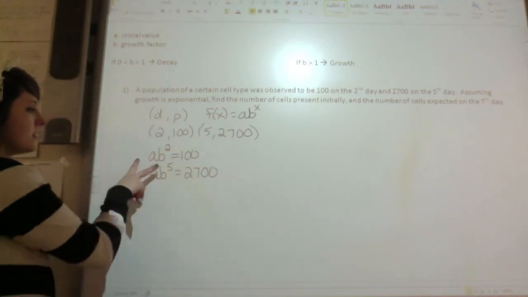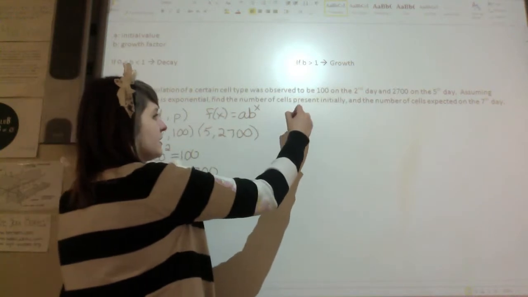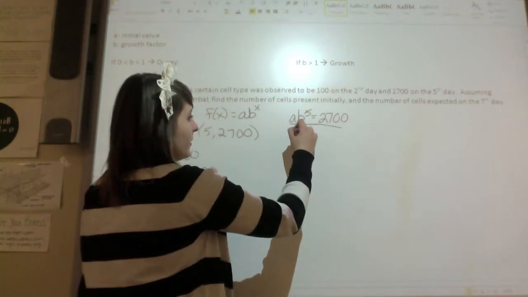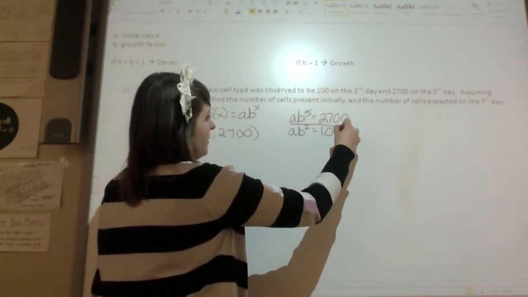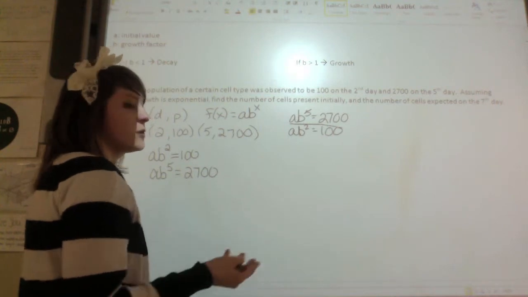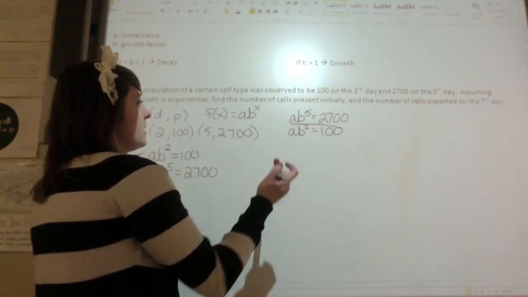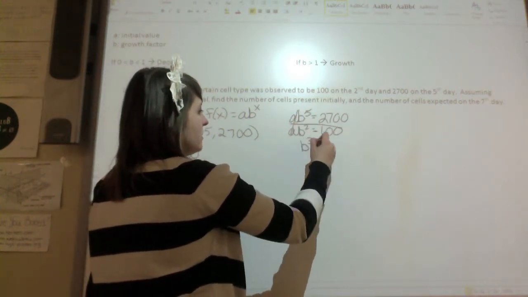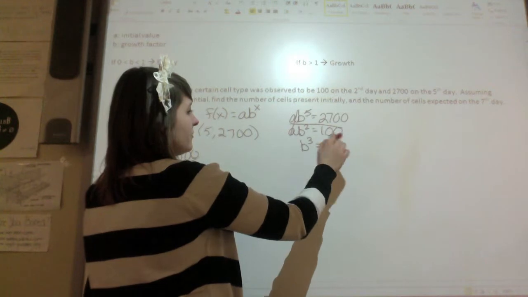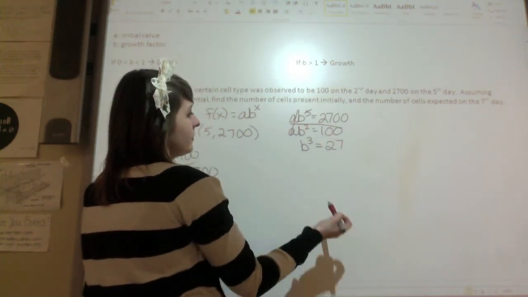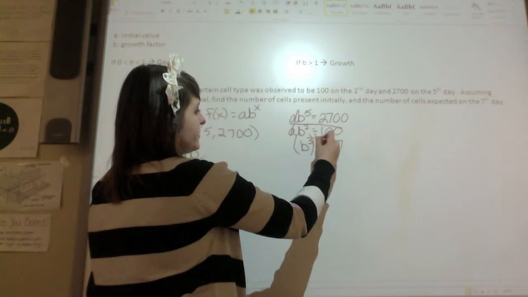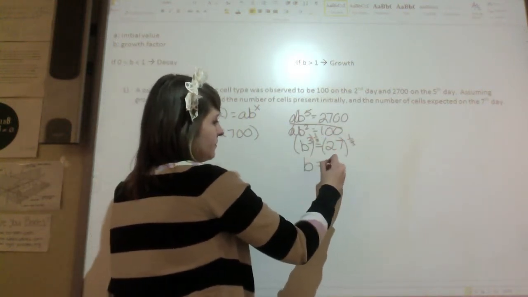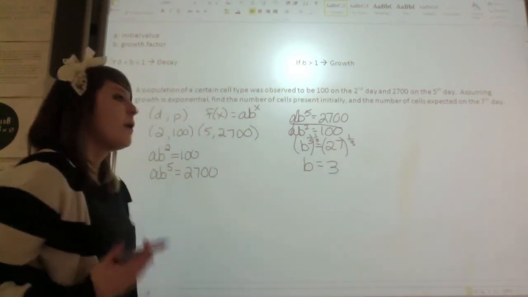Okay, now I'm just going to rewrite these as ab to the fifth equals 2700 over ab squared equals 100. So I'm basically dividing these two functions. I put the bigger exponent on top. Now when I divide these, my a's cancel. B to the fifth over b squared is b cubed. And then 2700 over 100 is 27. Now if I take the cube root of both sides, so I'm raising that to the 1/3 power, I get b equals 3. So I found my b value.